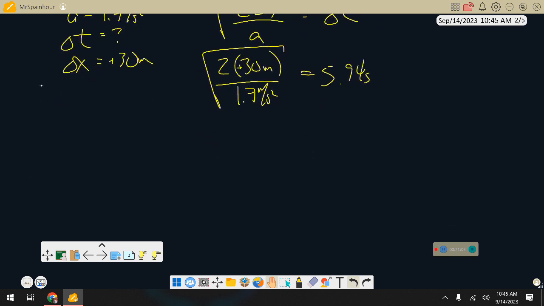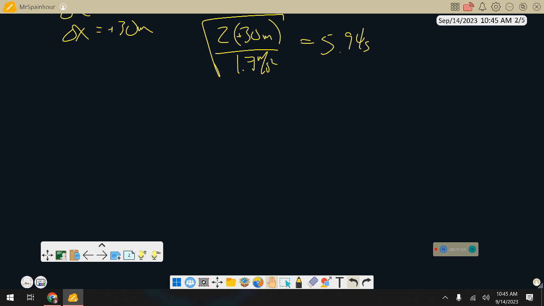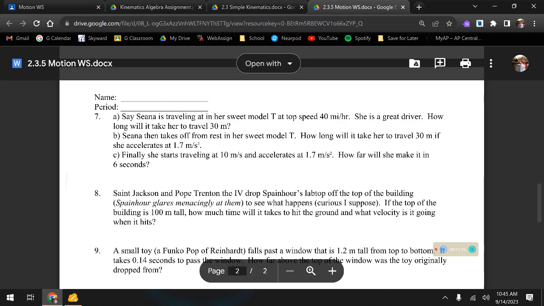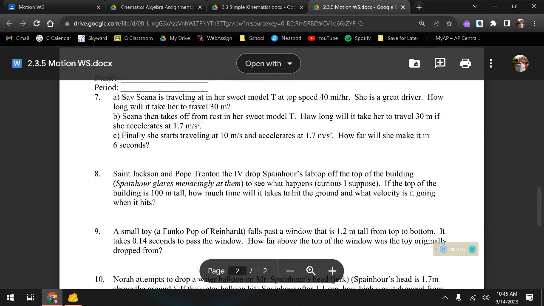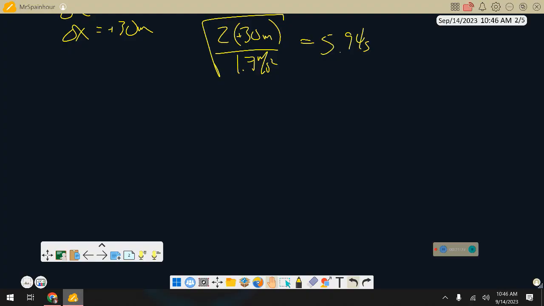All right, finally, part C. I'm going to set it up. I'm going to finish it, but I'm just going to do it real quick because it's super quick. The only thing I'm going to point out here is now she's traveling at 10 meters per second and accelerates. How far will she make it in 6 seconds? We got a new set of variables here. This does not match. So here we are. Her initial velocity is 10 meters per second. She is still accelerating at 1.7 meters per second squared. And she's going for a time of 6 seconds. And it wants to know how far she goes.